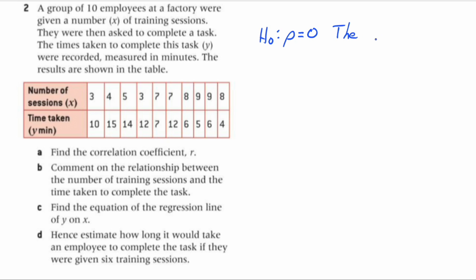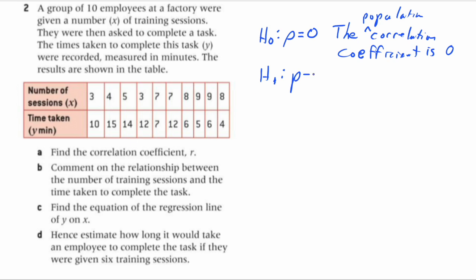So the population correlation coefficient is 0. Well, there is no correlation is another way to say that. The alternative hypothesis could be rho is greater than 0 or not equal to 0 or less than 0. So in this case, let's just say not equal to 0.